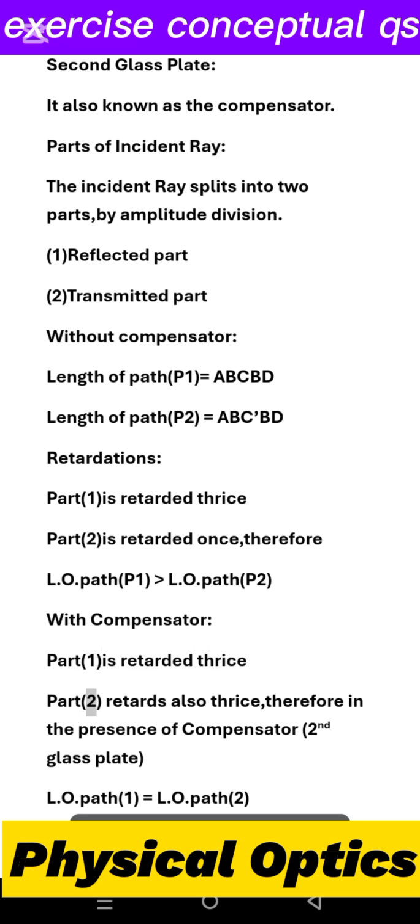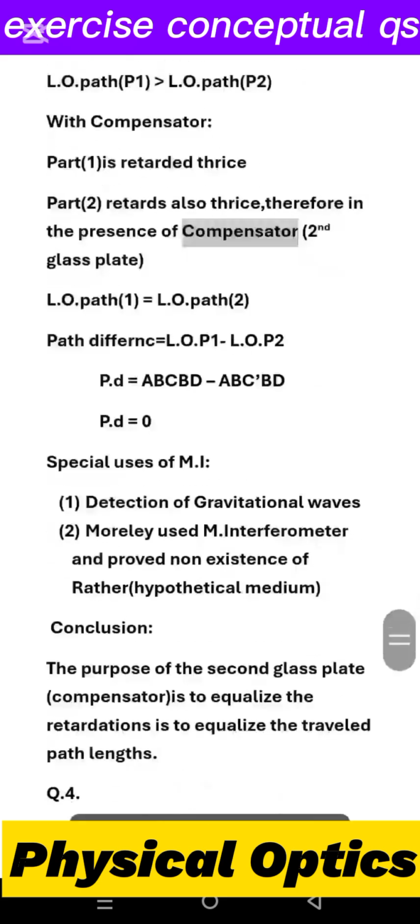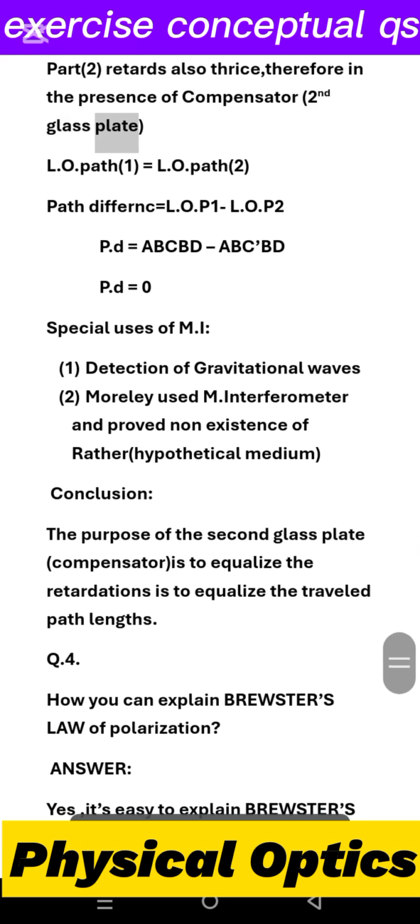Part 2 retards also thrice, therefore in the presence of the compensator, the second glass plate, L.O. path 1 equals L.O. path 2. Path difference equals L.O. P1 minus L.O. P2, P.D equals ABCBD minus ABCBD. P.D equals 0. Special uses of M.I.